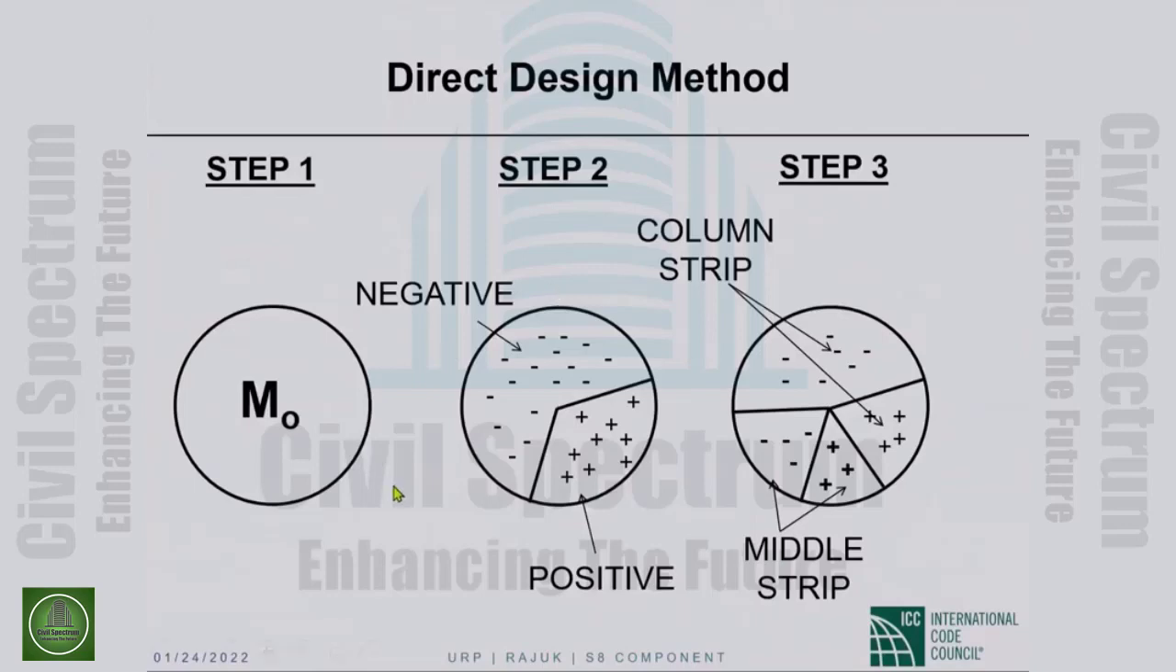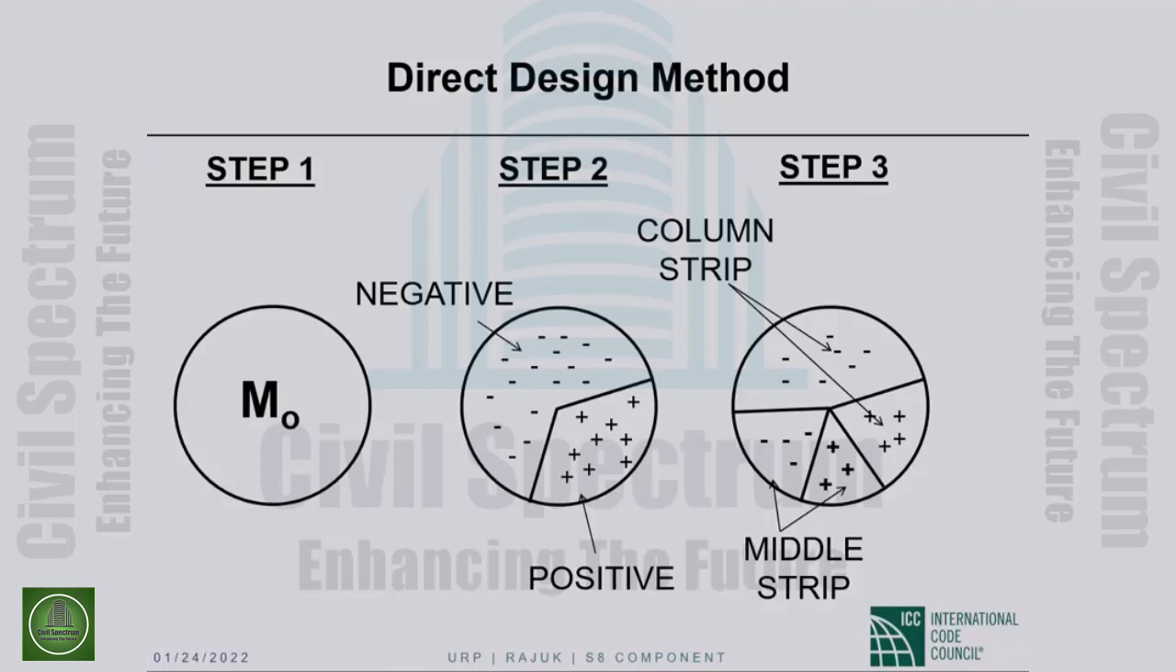It's a three-step affair if you want to look at it that way. We calculate the static moment, WL squared by 8, for every span. We distribute the total static moment between the two support sections and the span section. The support section moments are negative moments, the span moment is positive moment.